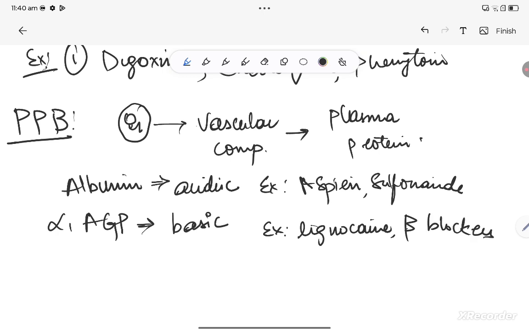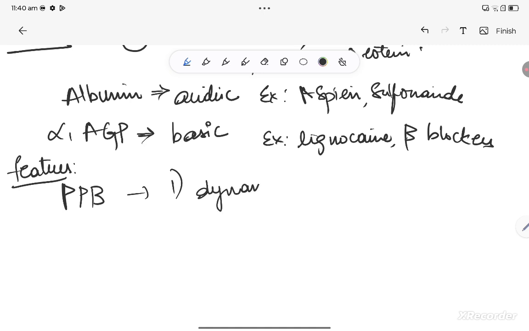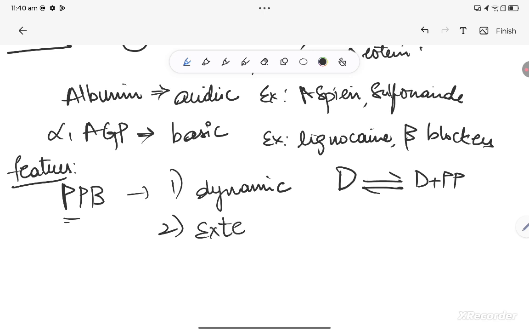Now, why are we learning all this? Because this plasma protein binding is dynamic. Most important, what I mean by that is, in the vascular compartment, a drug can be free or bound to plasma protein based on the need. This plasma protein binding acts as a binding site and as an external reservoir.